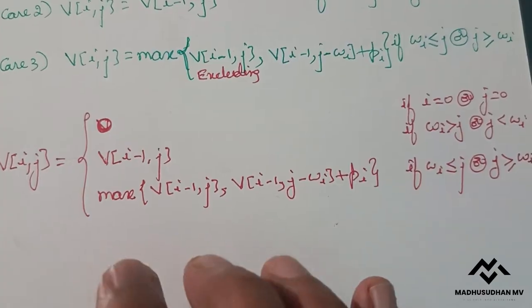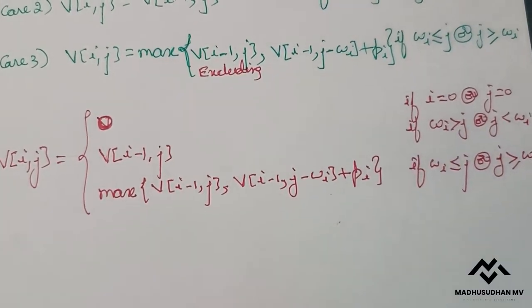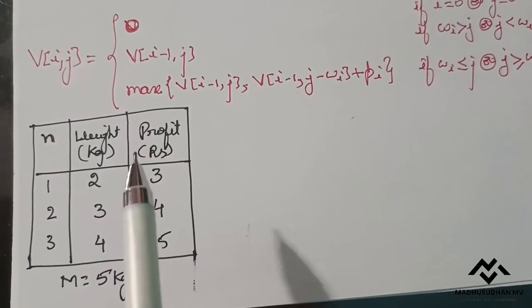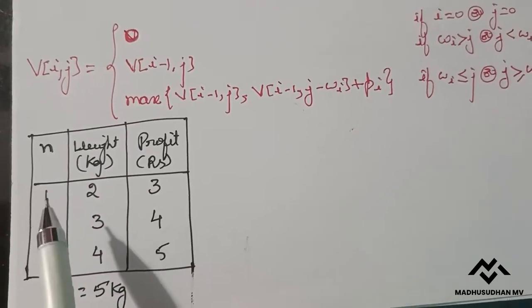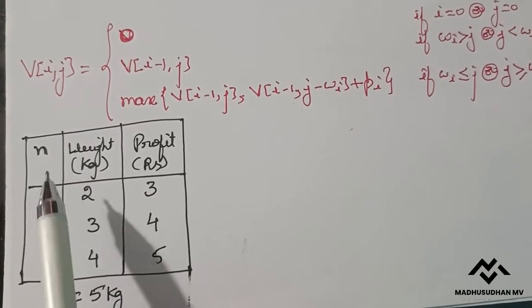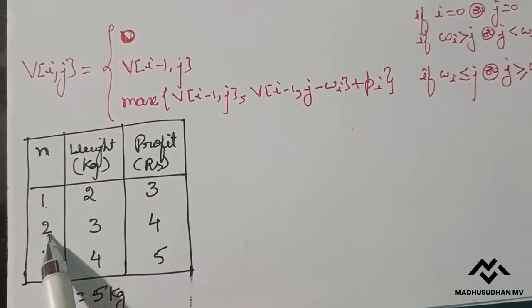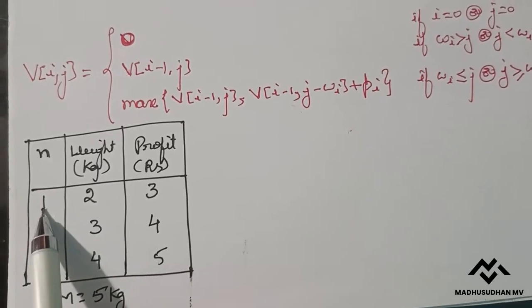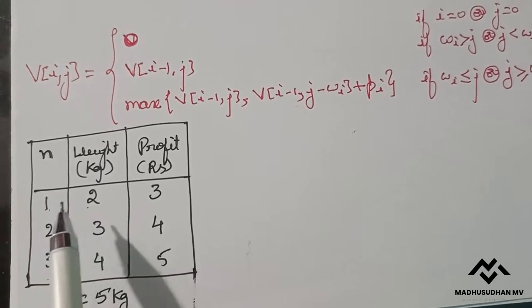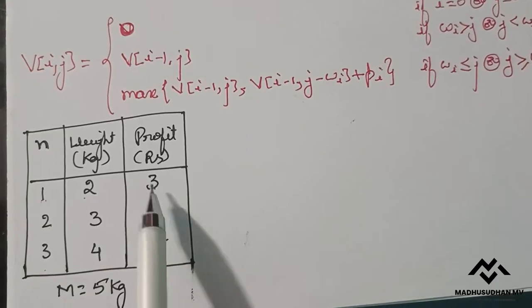Now let us take one simple example and solve that. Let us take a very simple problem. Given there are three items. N is the number of items. Three items: item 1, item 2, item 3. Item 1 weight is 2 kg. Item 1 profit is 3 rupees.